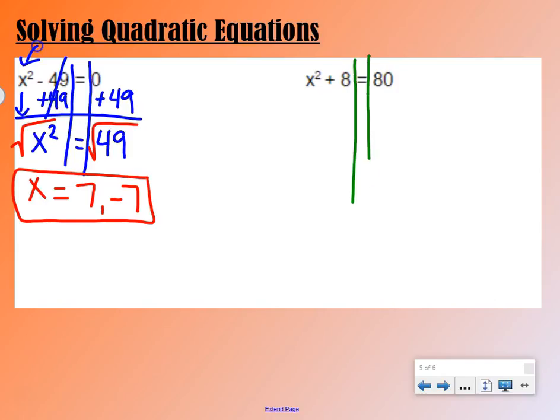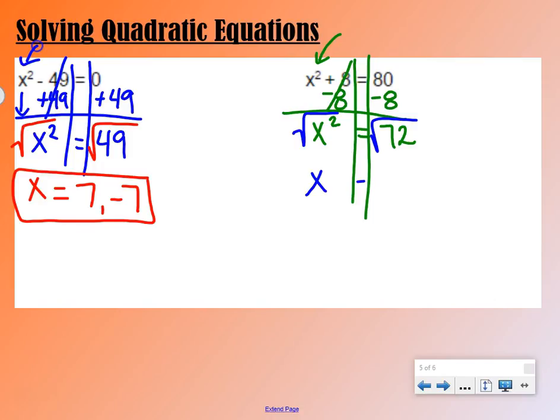So next example, we have x squared plus 8 equals 80. We want to get x squared by itself. Undo plus 8 with minus 8. So we get x squared equals 80 minus 8 is 72. Undo x squared with the square root on both sides. So we have x equals square root of 72.